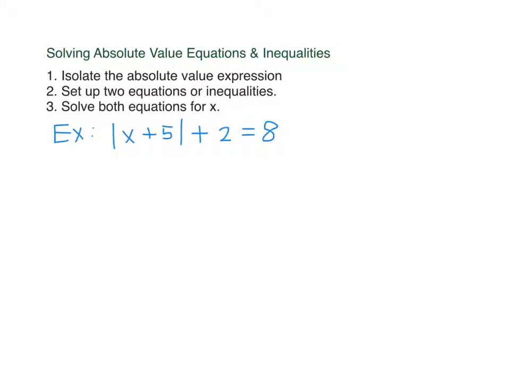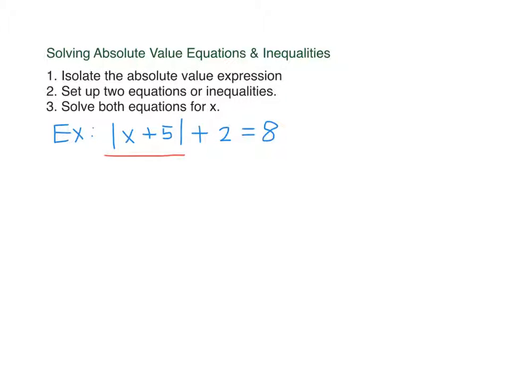Okay, we want to look at absolute value equations and inequalities and how to solve those. So first thing, isolate the absolute value expression, set up two equations or inequalities, and we'll talk about what those look like, and then solve both equations for x. All right, so the absolute value expression is the expression that's in between those absolute value symbols.